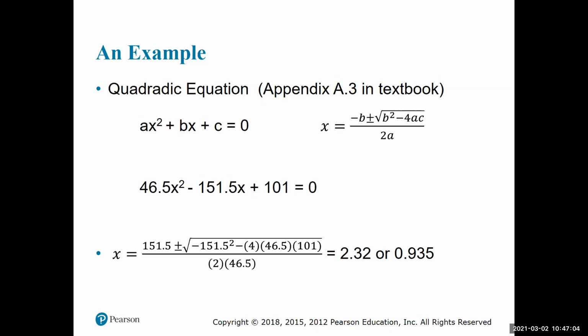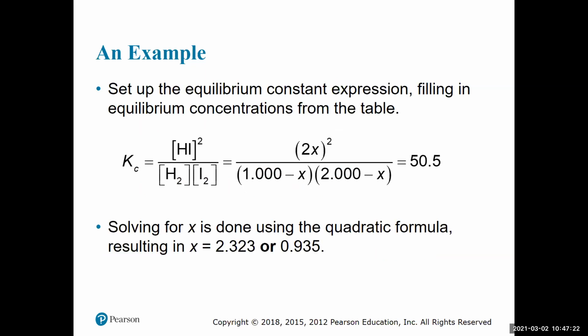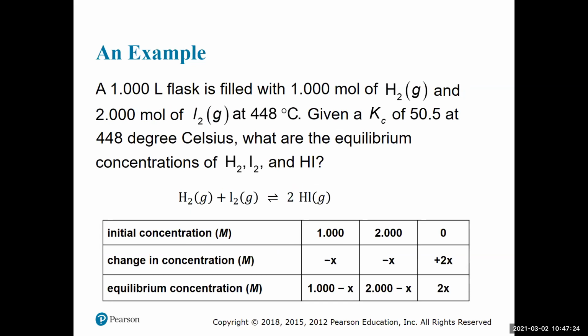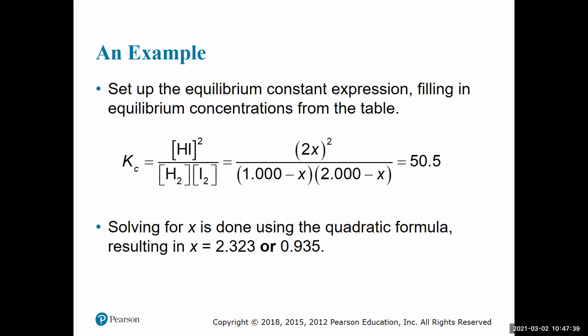So when you use the quadratic equation, you have to make a decision on what makes sense. How do you do that? Well, let's look at those numbers we have here, 2.32 and 0.935. Let's go back and take a look again at our initial table. We said that our initial concentrations for H2 and I2 were 1 molar and 2 molar. So remember those numbers, 1 and 2 molar.